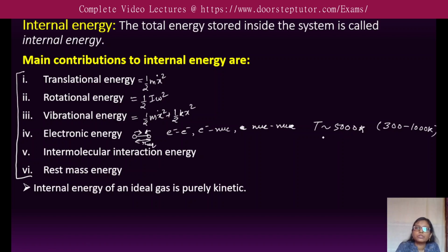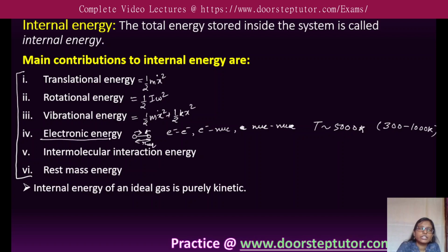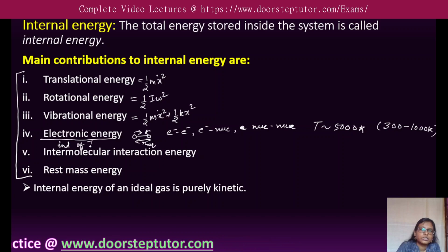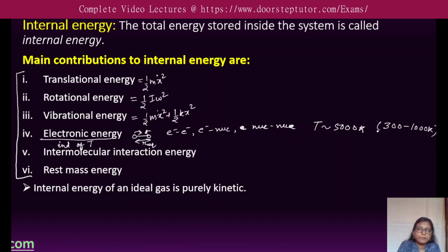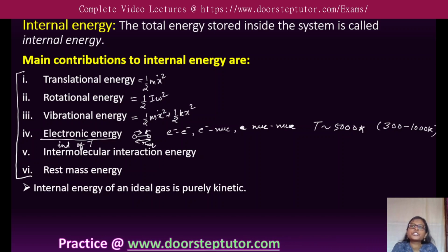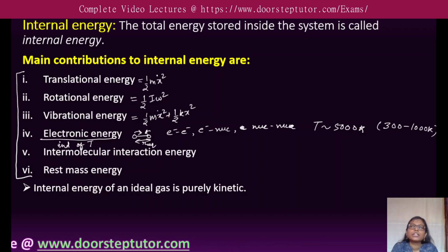Okay. So at room temperature we can consider that electronic energy is independent of temperature, because if some amount of temperature we apply, the molecules will undergo transitions within the same electronic energy level. So its vibrational and rotational energies may change, but it cannot undergo a transition from one electronic energy level to the next electronic energy level. Okay.